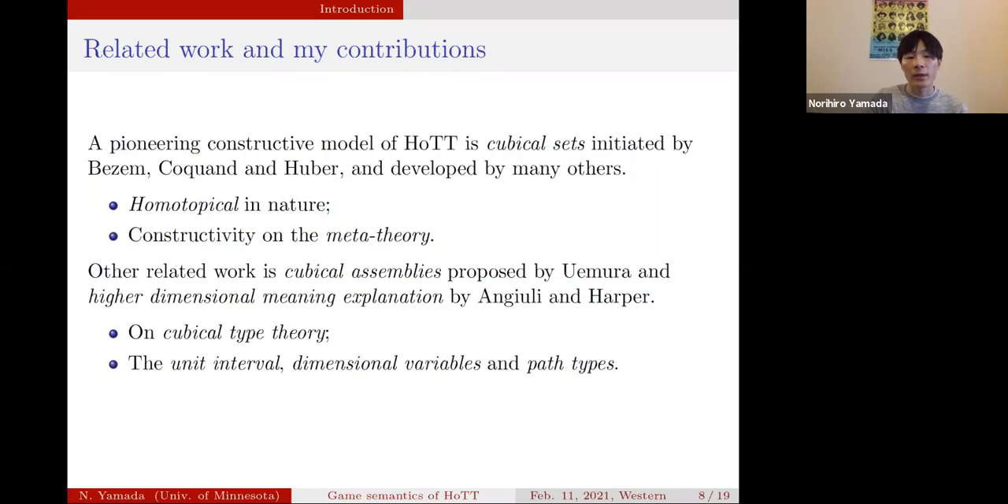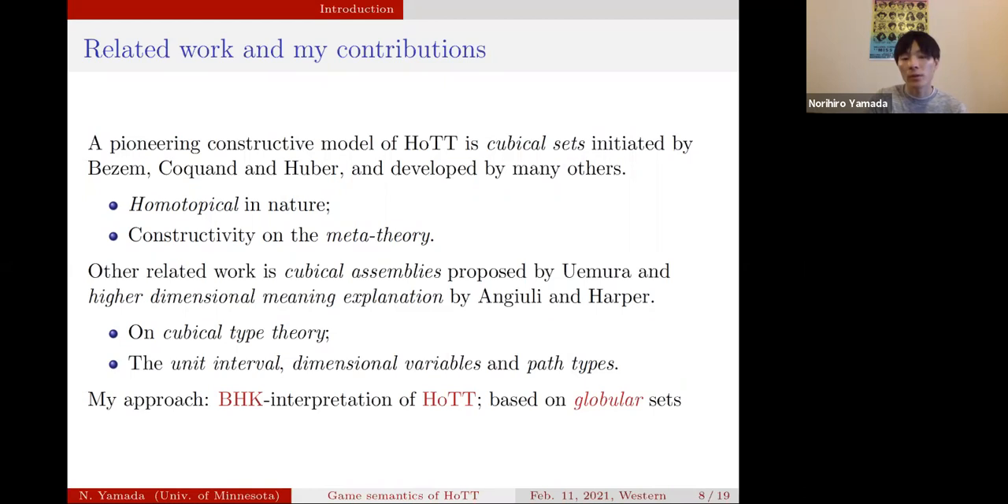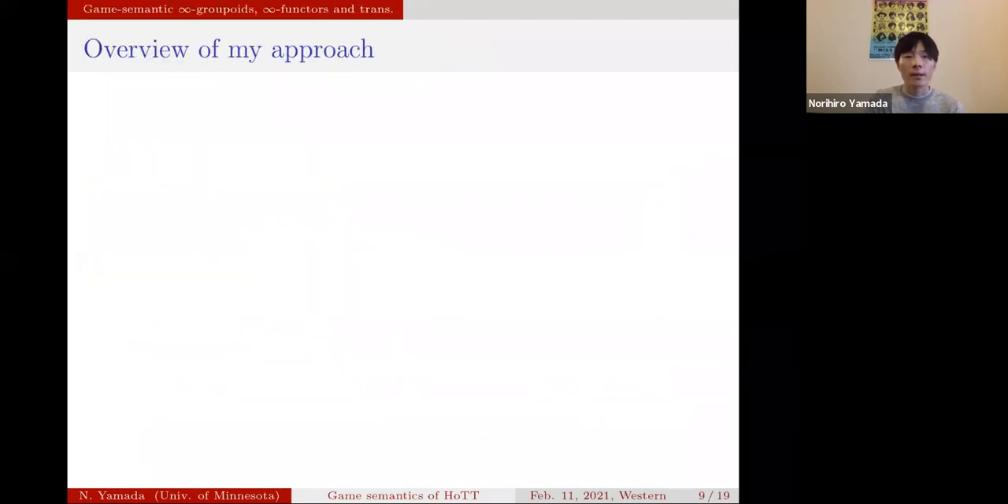In it, the unit interval, dimension variables, and path types play crucial roles. On the other hand, my approach is a BHK-interpretation of HoTT. So it's rather computational than topological, and it's on book HoTT, not on cubical type theory. Another point is that it is based on infinity categories based on globular sets rather than cubical ones. So there are some notable differences between the existing approach and my approach. Okay, so let's get an overview of my approach next.